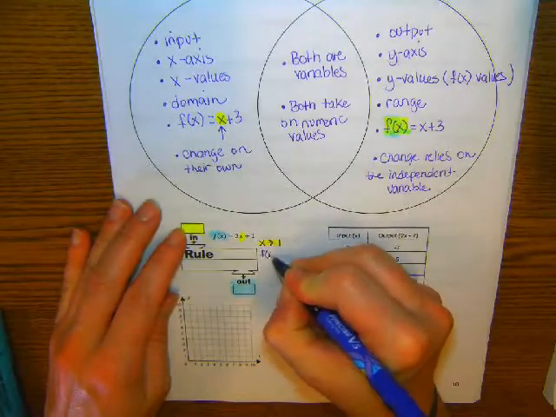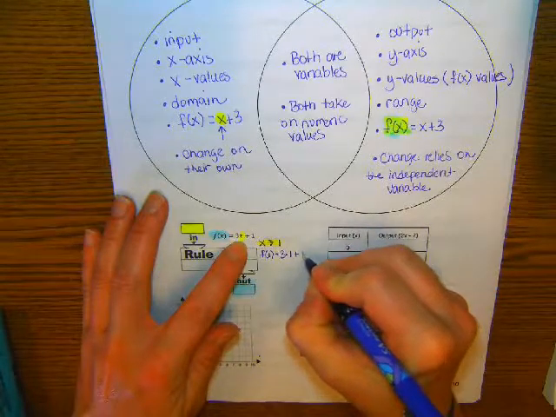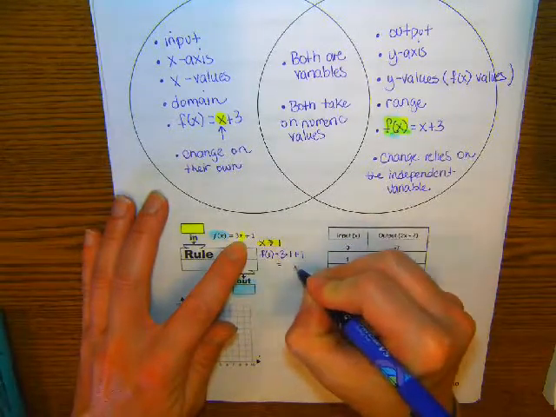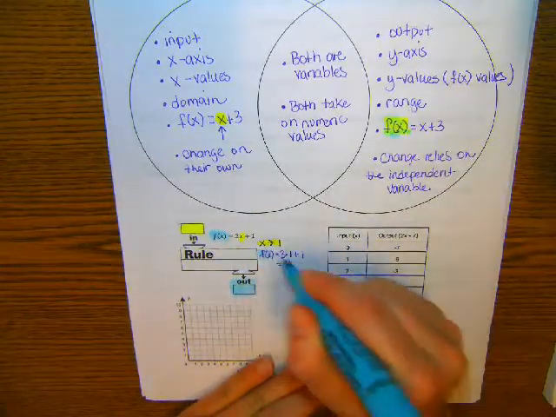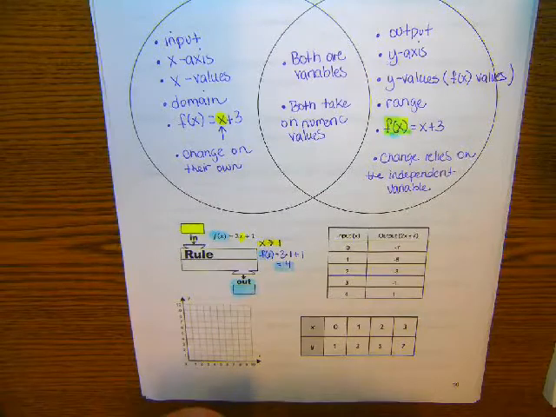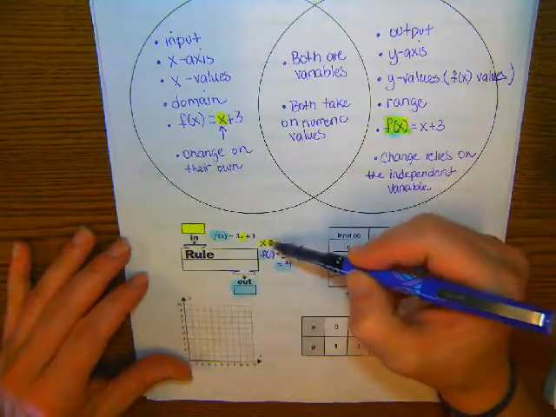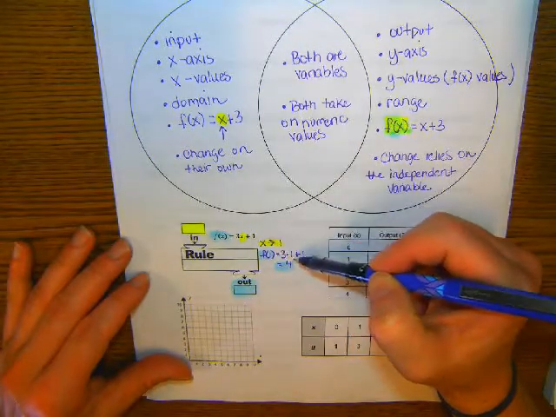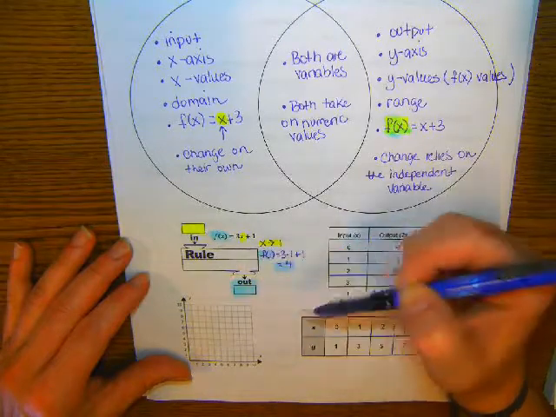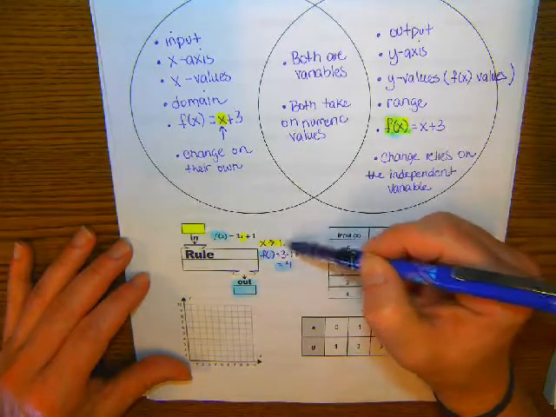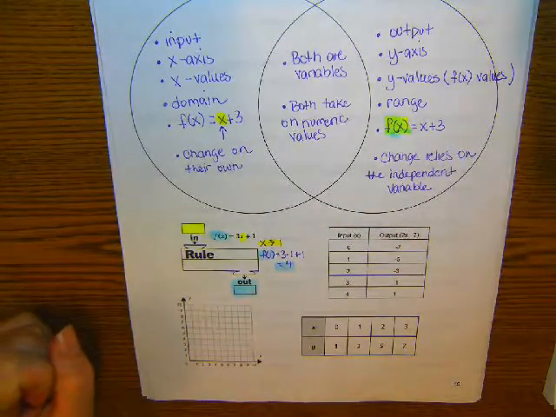F of 1, which is 3 times 1 plus 1, which is 4, would be my output, or my dependent value. Okay, so the x is independent. I picked what I put in for it. F of 1, or f of x, is the dependent. And so here's the numeric values that those things took on.